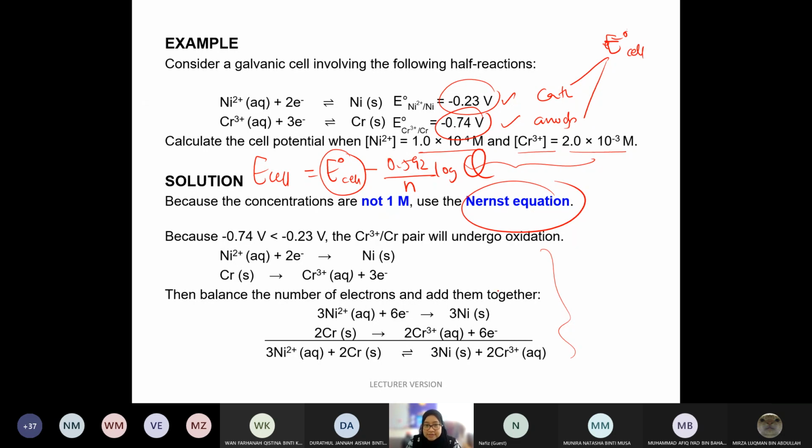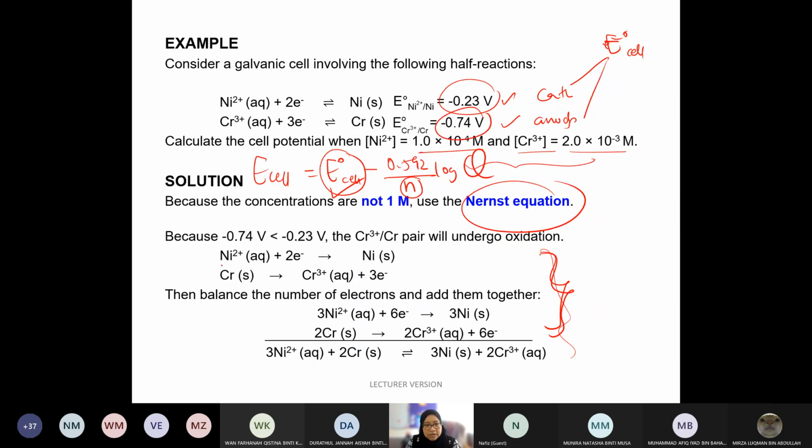Okay, next. Kenapa kita kena go through this one, guys? Because what we want next, ini dah settle E naught cell, we can simply use this value. Dah determine kan cathode dengan anode. Next, kita nak cari n. That's why we need this part.